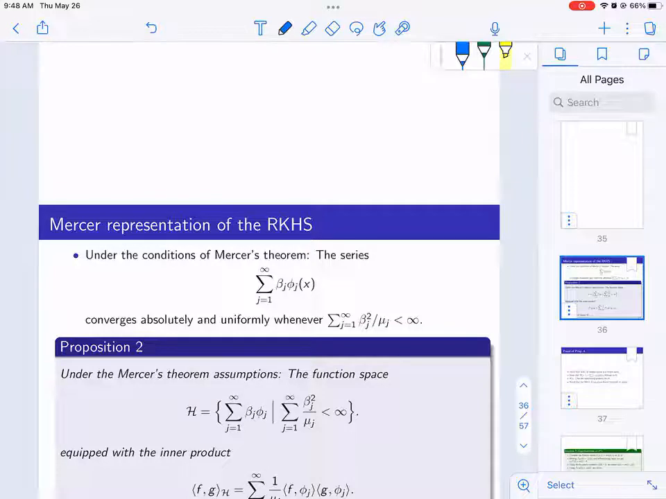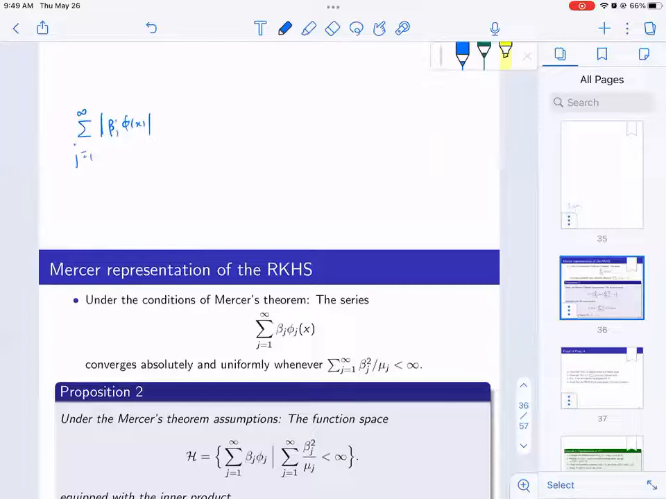So let's say I look at the absolute value, basically, if you want. Let's say I want to show that the sum converges absolutely pointwise. Uniform is something you don't have to worry about here. I want to show that this is finite. If this is finite, the series converges absolutely, pointwise, for the function we'll define.